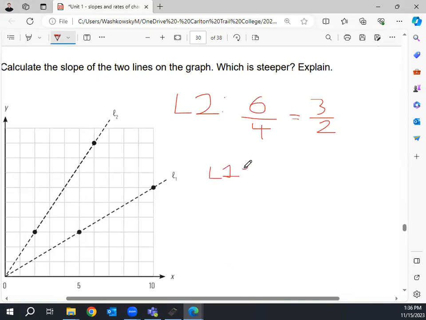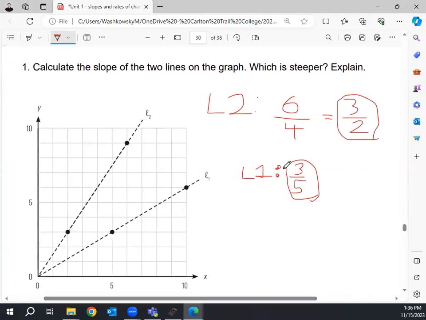And then line 1's, I don't actually remember, what was line 1's? 3/5. So these are the slopes of those two lines. Cool. And we just explained why one is steeper. It goes up higher when you travel the same amount of run. When I go 5, let's imagine this is 5 kilometers, line 2 has just gone up further in the air, which means it is steeper. Again, when you think about steepness, just think about which one's going to hurt my legs the most when I climb up that mountain.